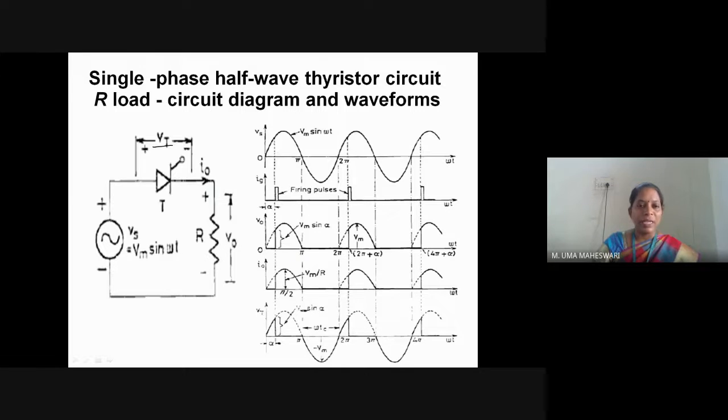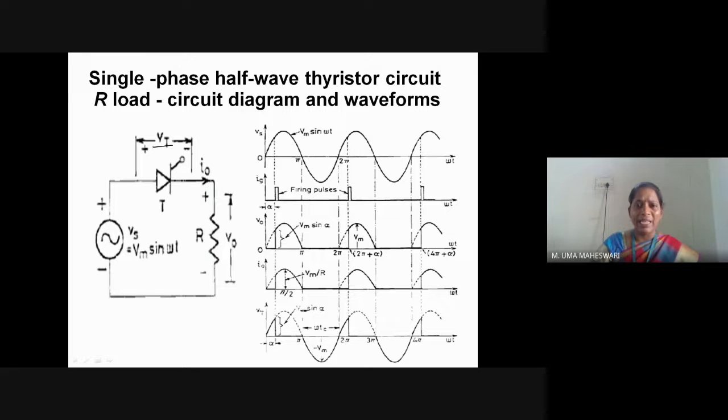Here you can see that the positive of the supply is connected to the anode of the thyristor, and the cathode of the device is connected to the R load. The other end of the load is connected to the negative of the supply. This is the circuit diagram of the single phase half wave circuit. Now we will see the waveform. The positive half cycle of the supply voltage is from 0 to pi, and the negative half cycle is from pi to 2 pi.